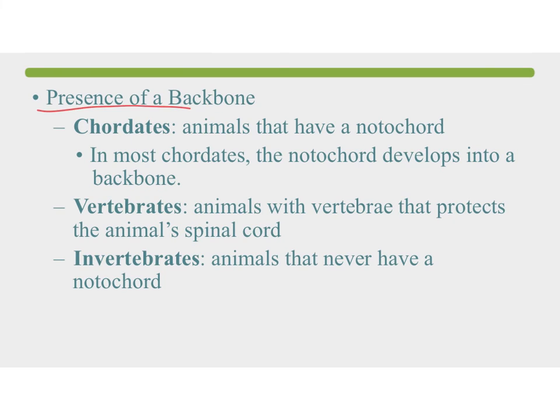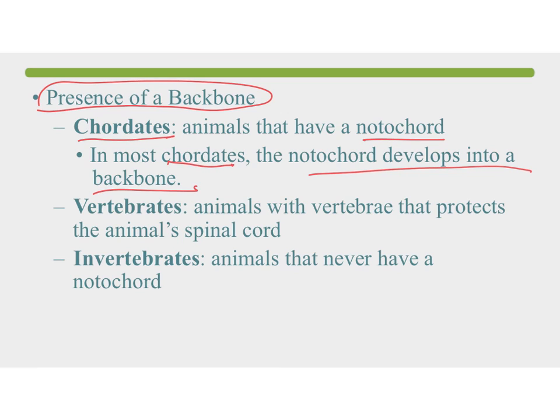So, the presence of a backbone. Chordates are animals that have a notochord, which is the small, flexible rod. In most chordates, the notochord develops into a backbone. It typically starts as that flexible rod, and as it grows it develops into a full backbone. You guys know what vertebrates and invertebrates are. Vertebrates are animals that have backbones or vertebrae that protect the animal's spinal column, and invertebrates are animals that never have a notochord. They never have a backbone. No backbone animals. You guys know those.